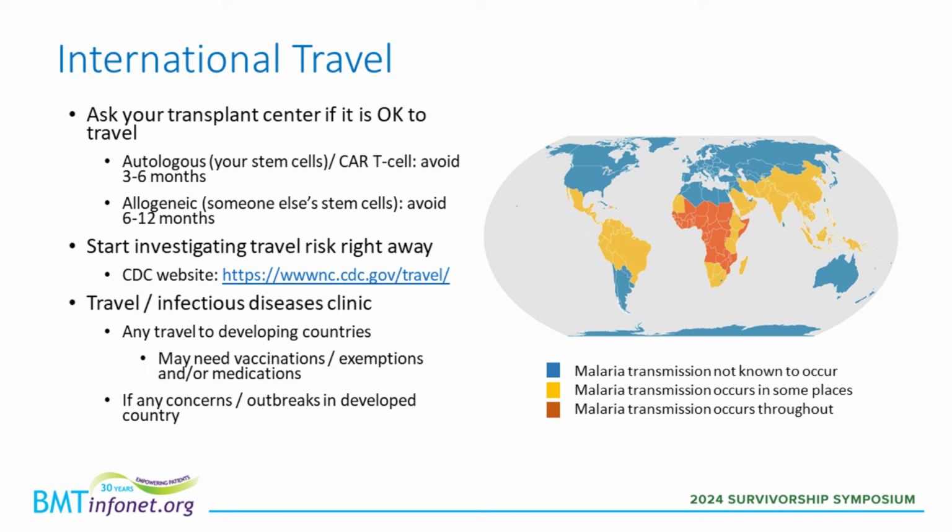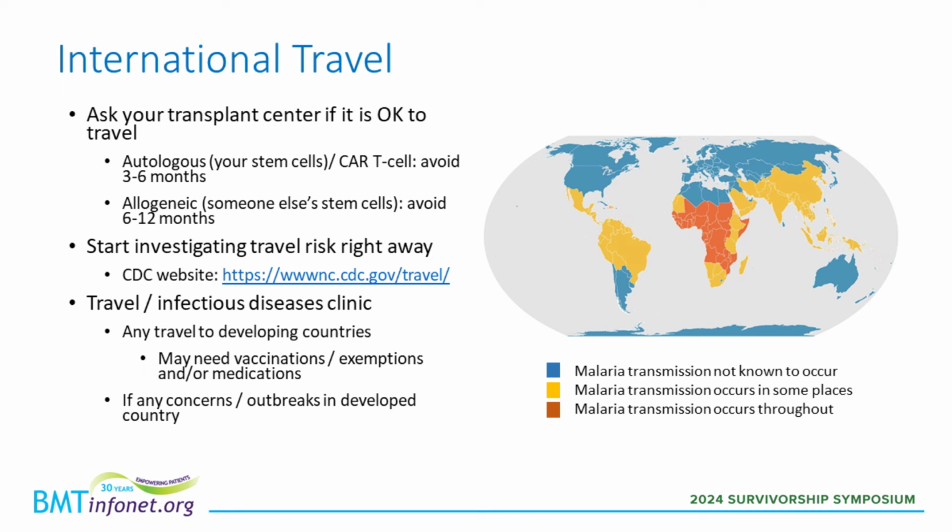Okay, so international travel. The first thing to do before you go on international travel is to double check with your transplant center if it's okay for you to go. And if you get the okay, start to investigate your travel risk right away. The CDC actually has a very nice travel website where you can look up specific countries, and it'll let you know what sort of infectious risks there are.